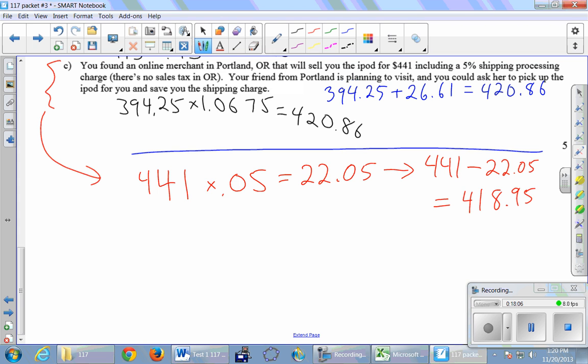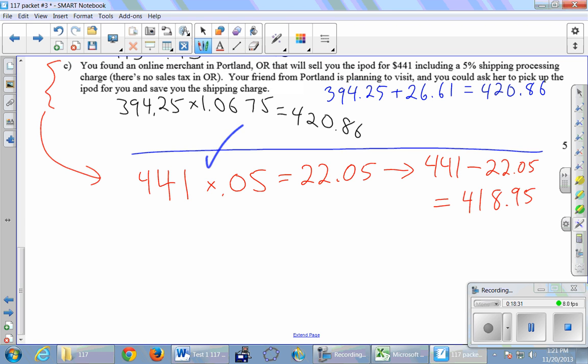Everybody hear Griffin's claim here? We believe him? It's a shipping, but it's 5% of whatever you were supposed to pay originally, and then that should bring it to 441. So I guess we can test out Griffin's theory here by taking 5% of this number, right? What we're saying is that the original cost was this 418.95, then they added 5%, and they got up to 441.